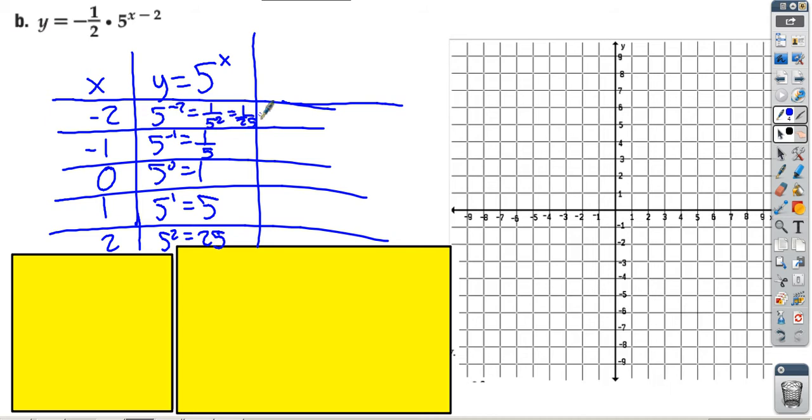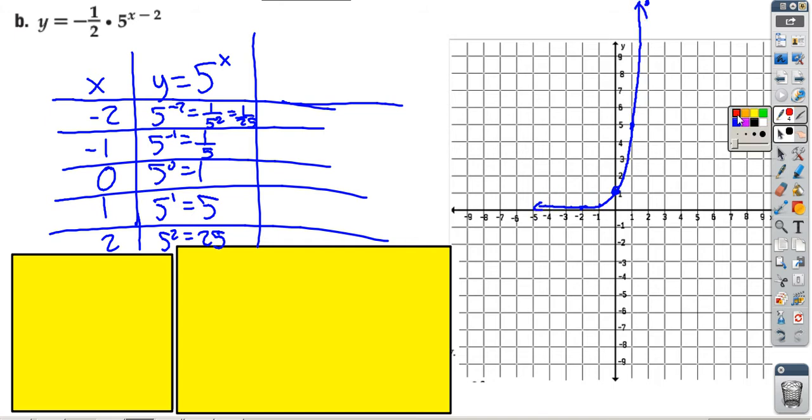We'll graph these points just so we can see what the parent function looks like. There's 0, 1. 1, 5 is here. 2, 25 is not even going to fit, it's way up there, so that's not drawn to scale. -1, 1/5 is about here, and -2, 1/25 is about there. So we at least get a reasonably good picture. That's a really steep rise right there.